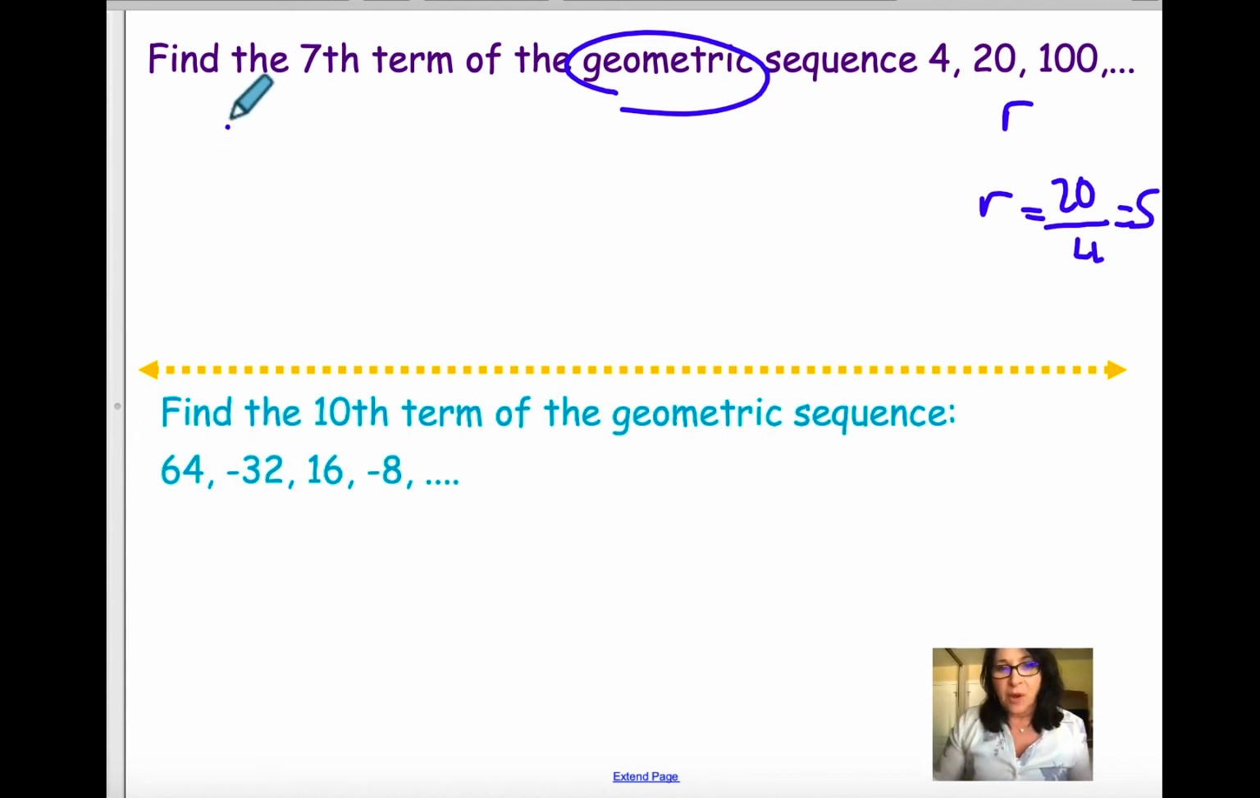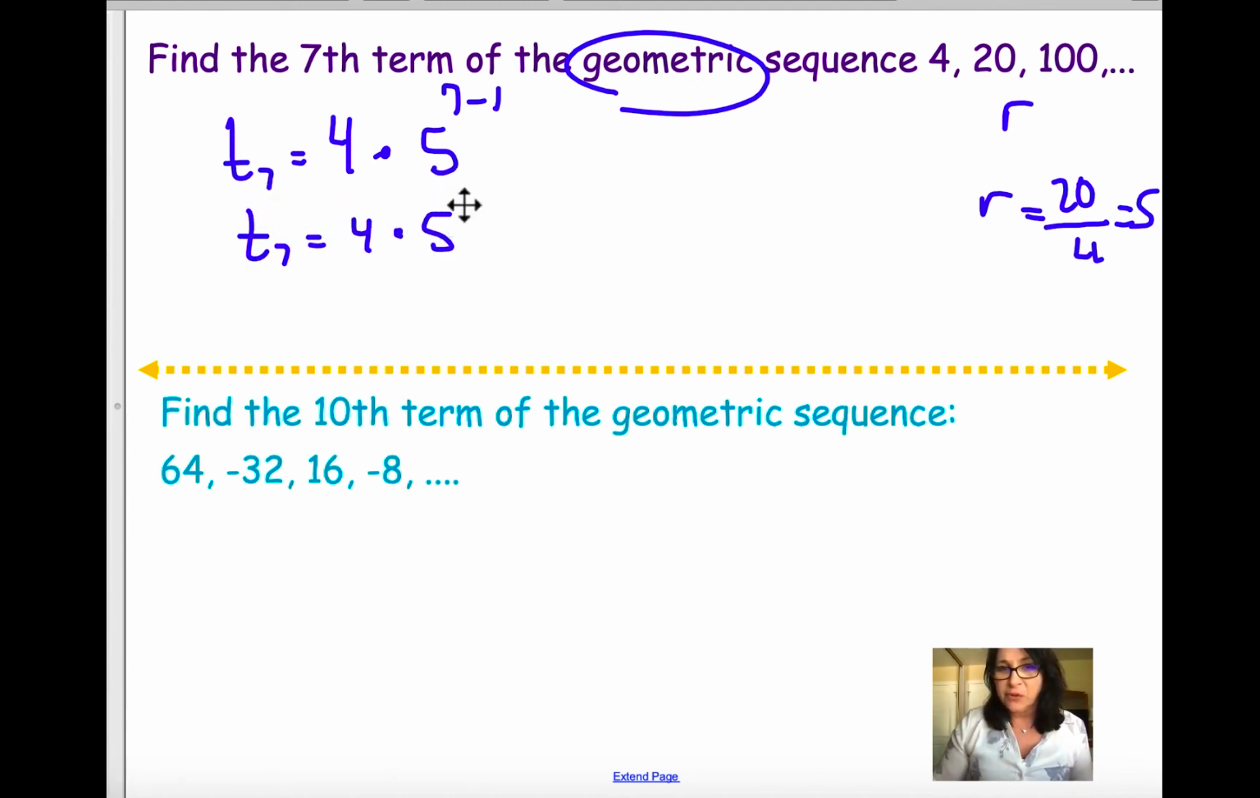All right, so we want the 7th term. It's geometric, so I'm going to use this formula. The first term, which is 4, times my common ratio, which is 5, to the n minus 1 power, 7 minus 1. So the 7th term is equal to 4 times 5 to the 6th power. Again, do this first. Exponents come first. And I get, I'm not sure, 62,500. I believe that's what I get.